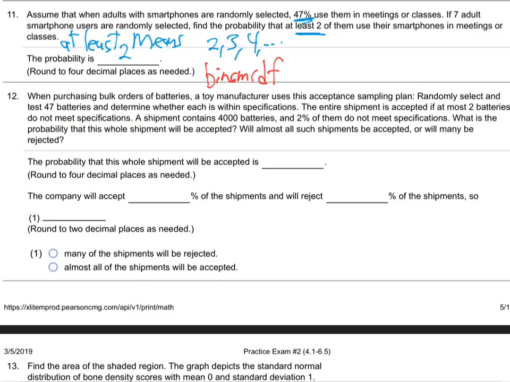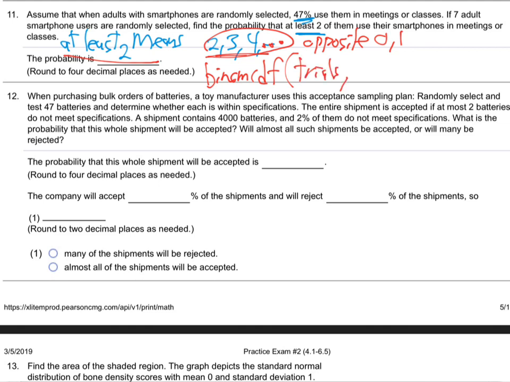So come in here and go, okay, they're telling me at least 2, which I know means 2, 3, 4, etc. So what's the opposite of 2, 3, 4, etc.? Just 0 and 1. The opposite of 2, 3, 4, etc. is 0 or 1. If somebody said, do you have 2, 3, 4 or more coins in your pocket, and I said no, that means I have 0 or 1. That's the opposite.